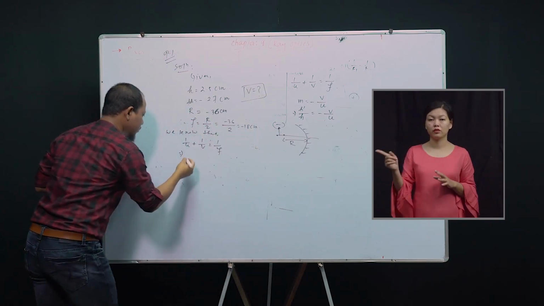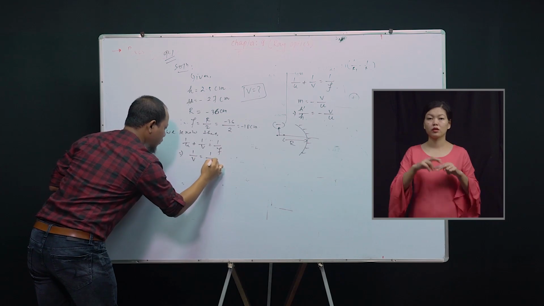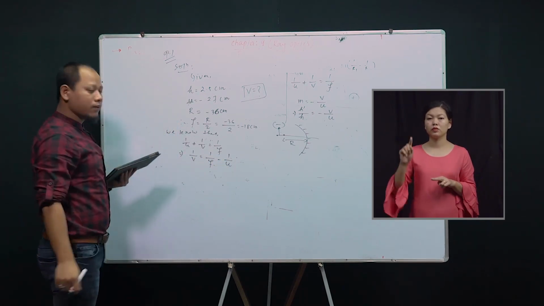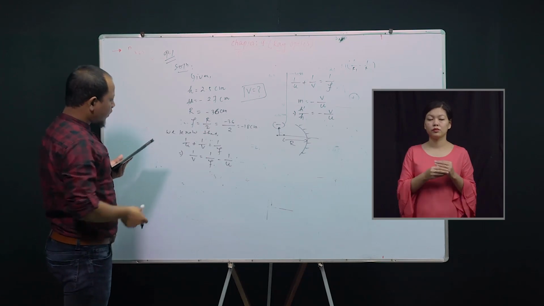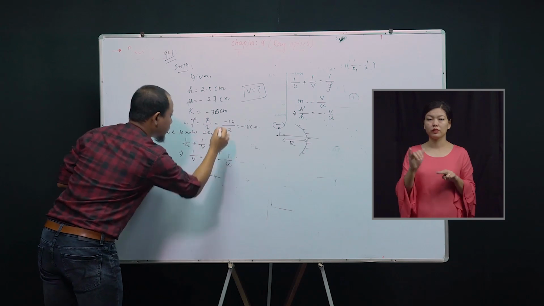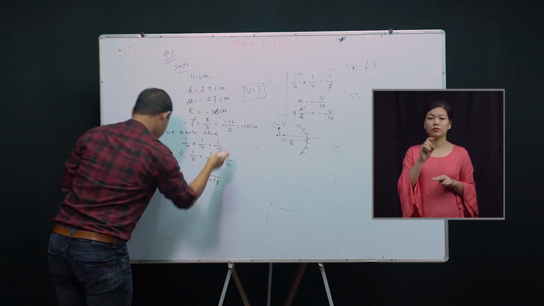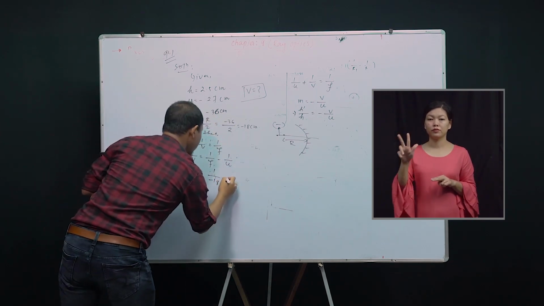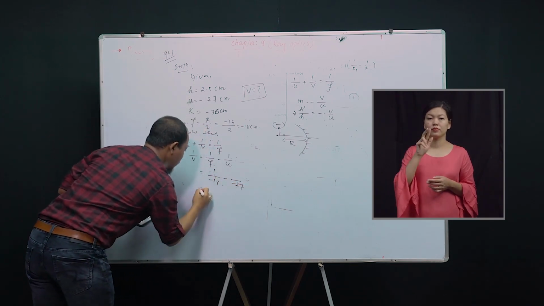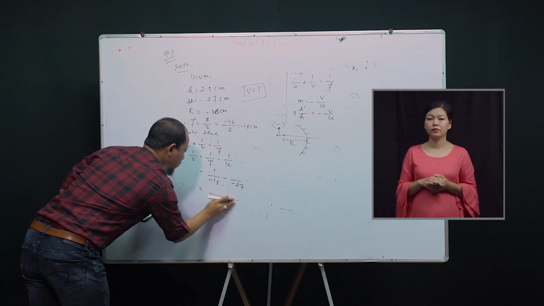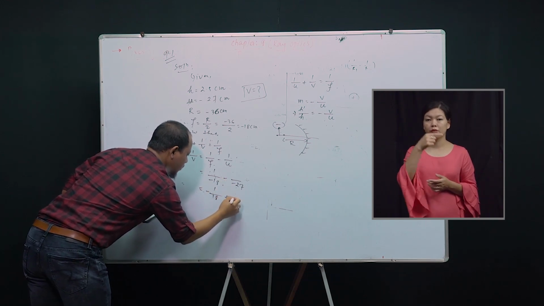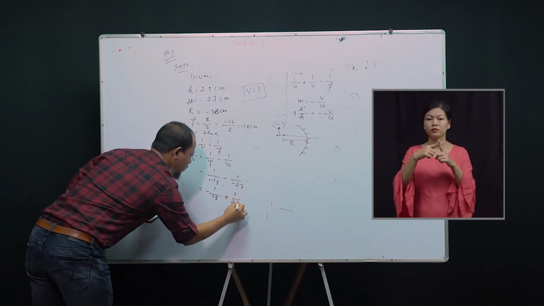So now I'll reduce the equation: 1 by v equal to 1 by f minus 1 by u. Now let's put the values of f and u. What is the value of f? That is minus 18. And what is the value of u? That is minus 27. So it is minus 1 by 18 minus minus, plus 1 by 27.